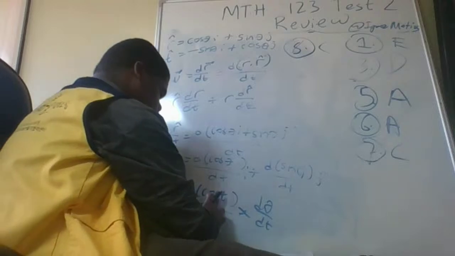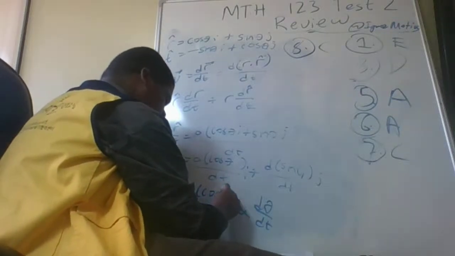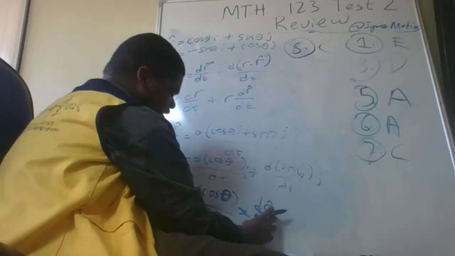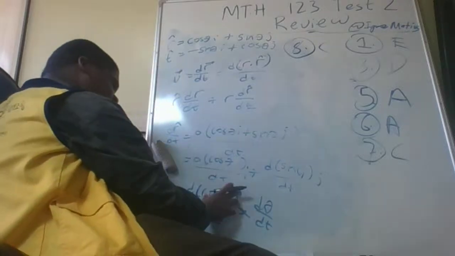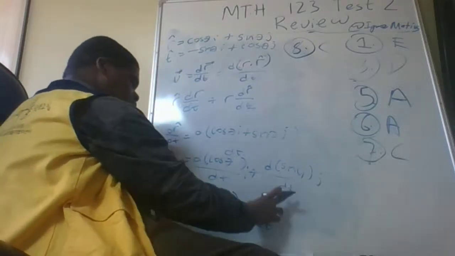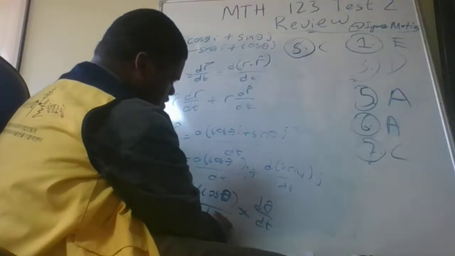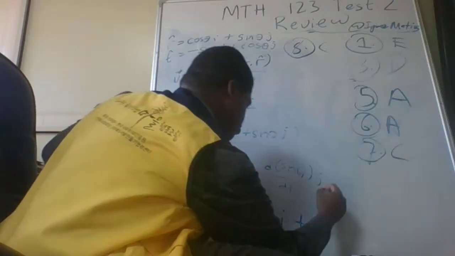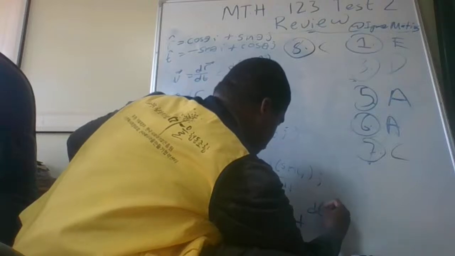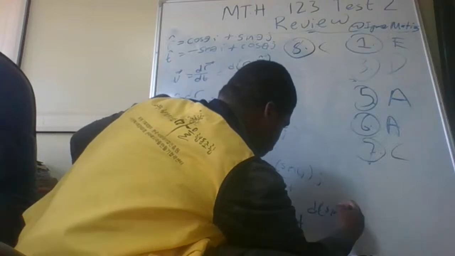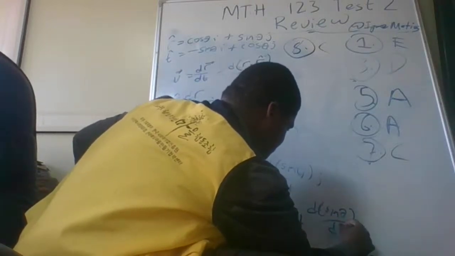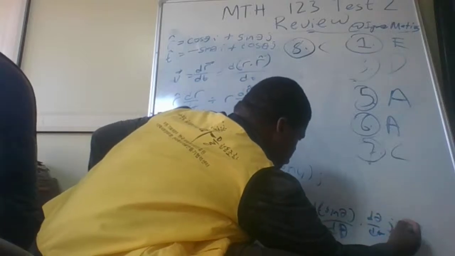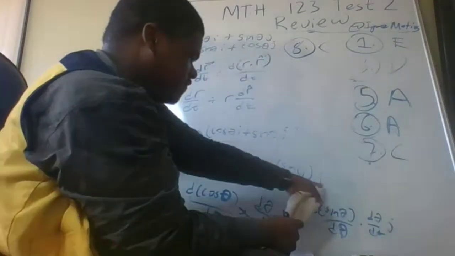So we're differentiating cos theta with respect to theta, then we're going to multiply with the d theta dt. This d theta will cancel out the theta here, and it doesn't have the same thing back here. Then i plus, we're differentiating sine theta with respect to theta, multiply it with d theta dt j. The j is gotten from here.